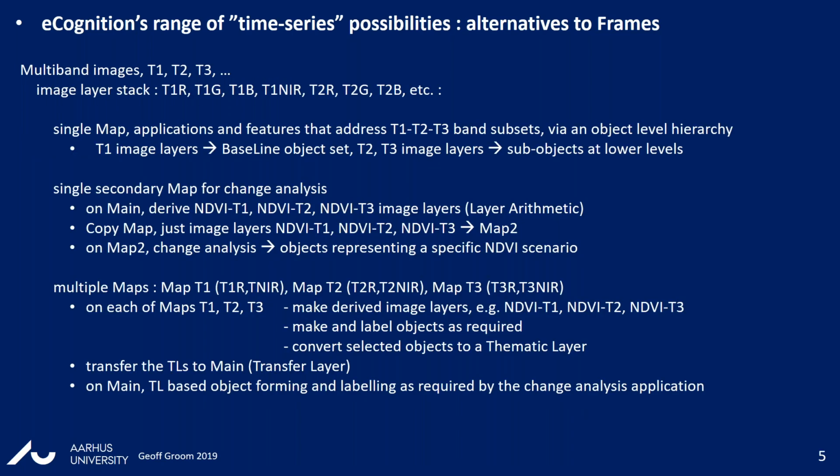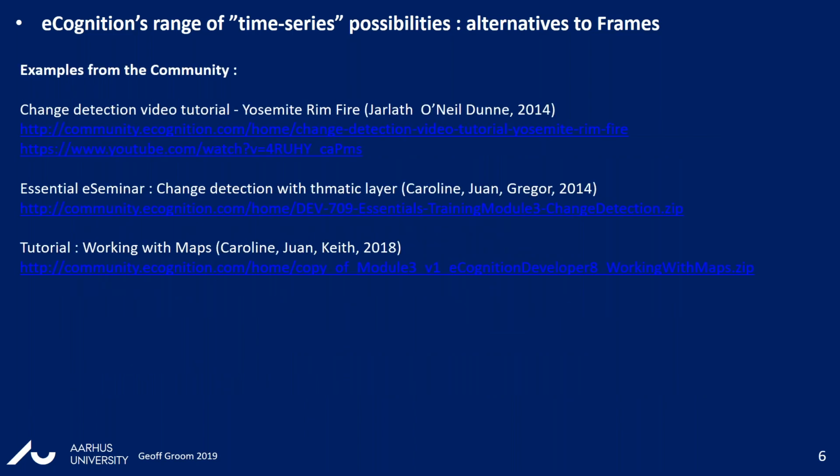And there have been many examples over the years in research papers, demonstrations and on the eCognition community of just how time series analysis can be made, such as in some of the ways that Keith was describing in terms of using multiple maps, or simply having objects and sub-objects, with the sub-objects representing different time steps from the image layers. And there are several good demonstrations and examples of those types of analyses on the community website.